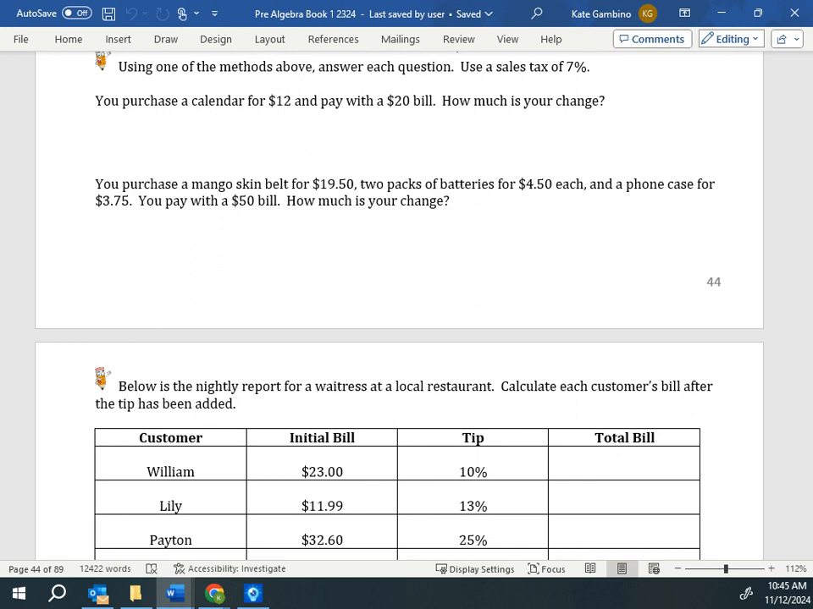Right, so this is a real thing. We actually have sales tax on stuff that we buy. You go to buy a new bike and you see, oh, it's $120, woohoo, and then there's tax on it.